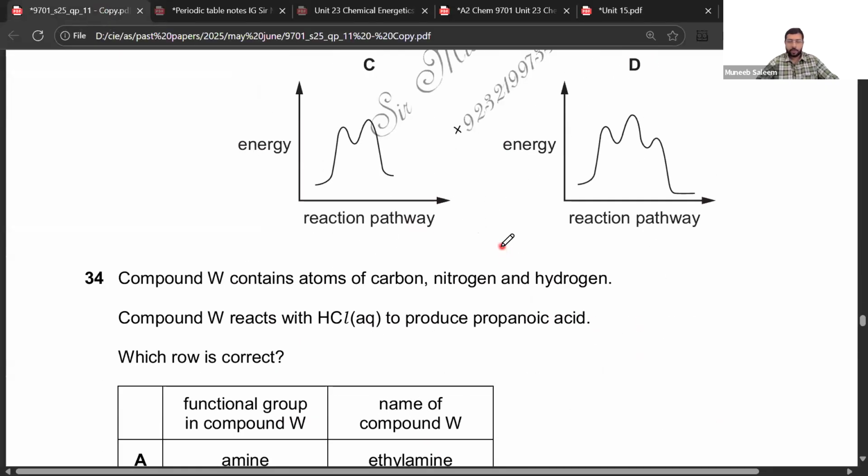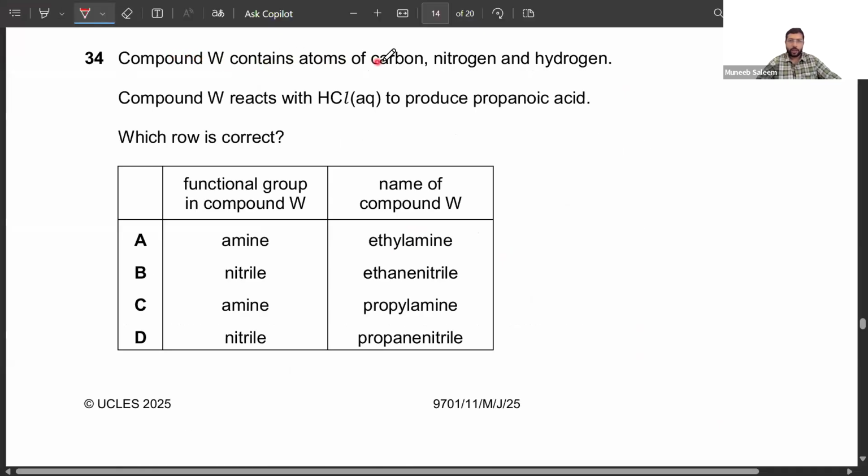Now, coming back to the question paper. Question number 34: compound W contains atoms of carbon, nitrogen, and hydrogen. Compound W reacts with acid to produce propanoic acid. Which row is correct?